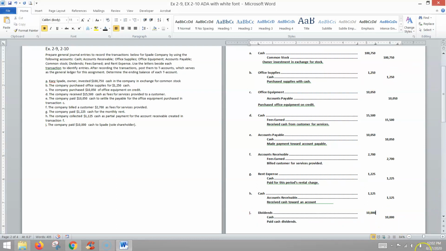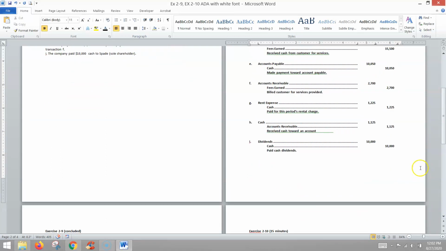So these transactions can be confusing as far as the debits and credits. I would just suggest a lot of this is going back through and practicing, going back through the PowerPoints, practicing the journal entries, and you always refer to your accounting equation as far as what type of account they are and if they're going up or down.